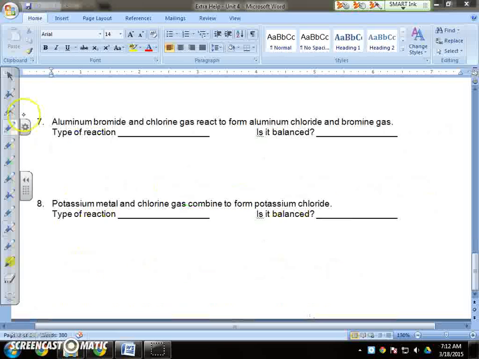Moving on to number 8, our final translation question. We've got potassium metal and chlorine gas combining to form potassium chloride. So I know potassium metal, just simply a K. And we know it's not part of Brinkelhoff, so I don't even have to worry about your diatomic 2. It's just a plain K. And chlorine gas is a diatomic, however, so we've got to keep our Cl2. Combine to form potassium chloride.